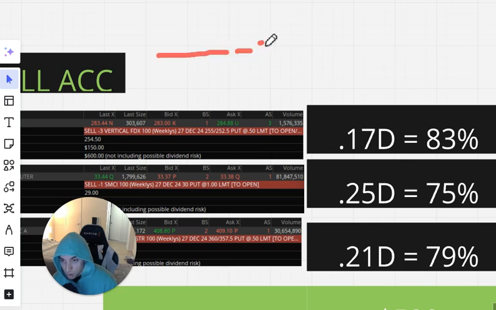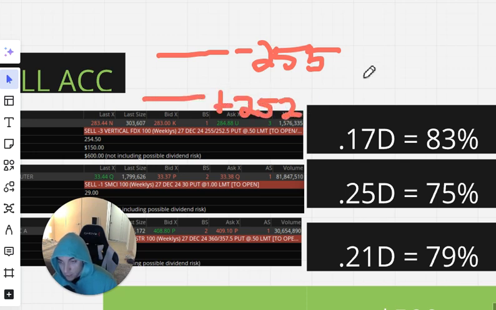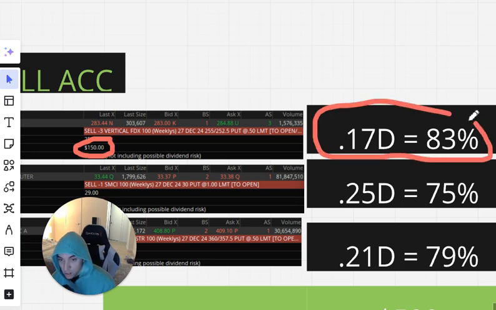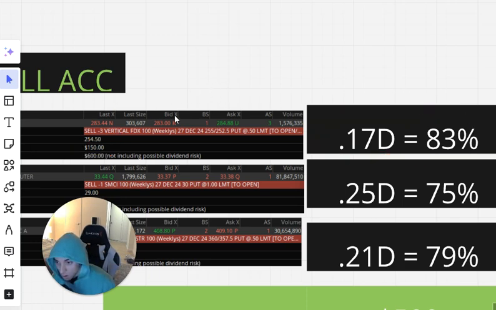So I sold the 255 and I bought the 252.5, right? So that creates a 2.5 point spread. You collect, as you see here, $150 for doing so, and that $150 is an 83% likelihood. All right, on to the next one.